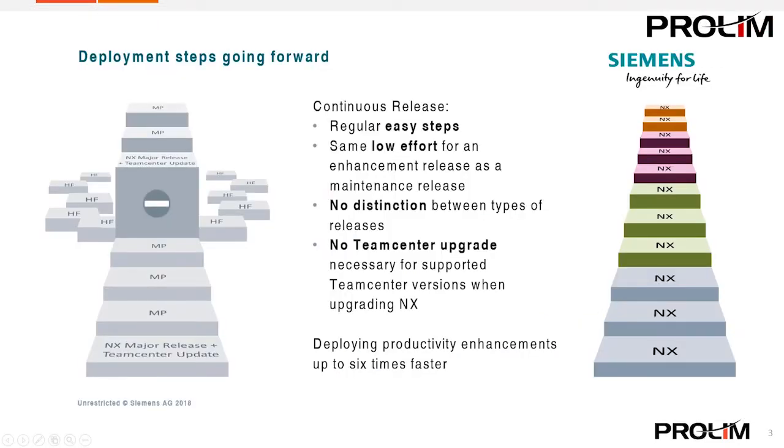Here we show how it was deployed in the past and how we plan on deploying in the future. In the past you had your NX major release, maintenance packs, half releases, and then maintenance packs again. Here with continuous release, you'll be able to go up there and set your settings to what you want. You'll be able to tell it to download when an update's available, notify you, or turn it off.